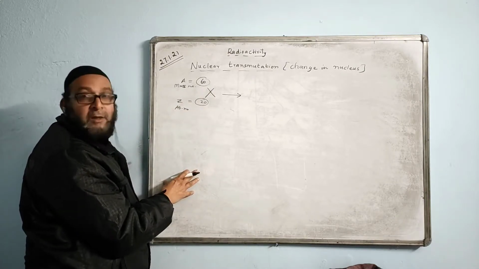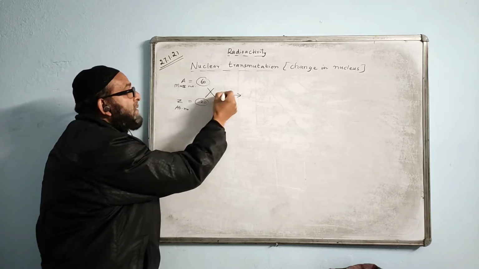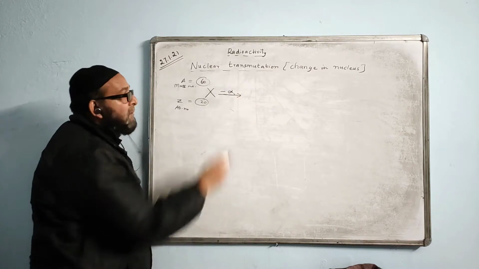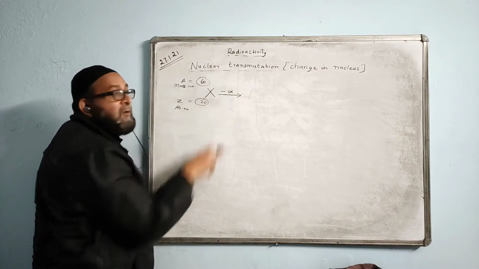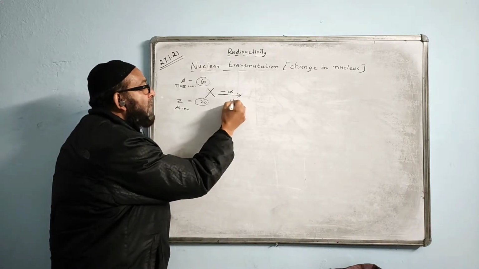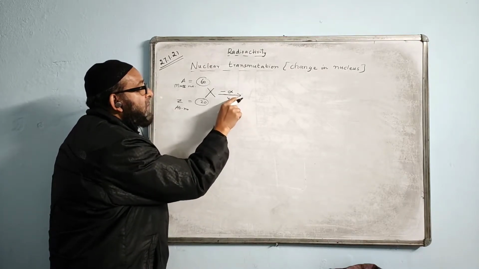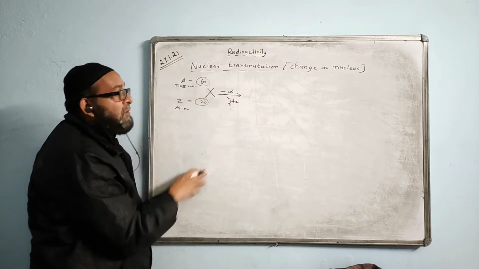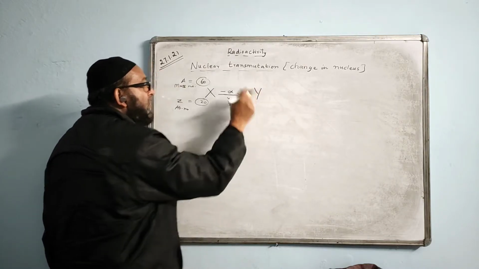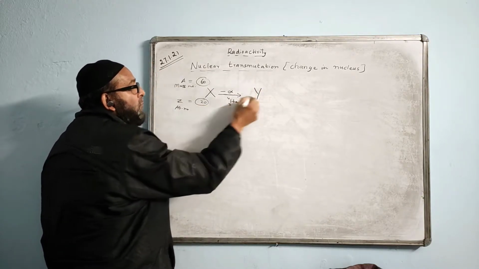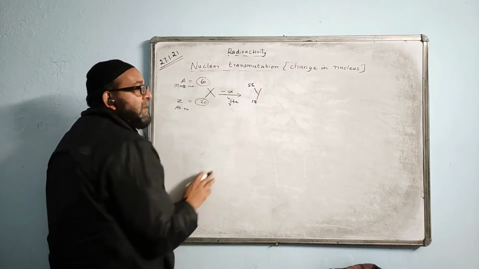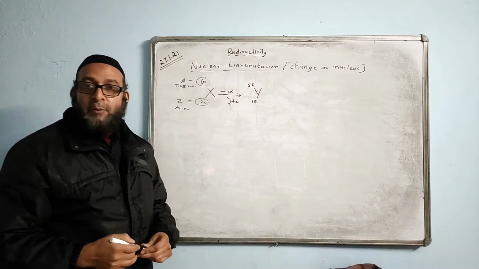What change takes place in the nucleus? If it emits an alpha particle, write here minus alpha. That means the nucleus is giving out an alpha particle. Alpha particle means helium, 2 and 4. So this mass must decrease from the nucleus of X. What is the new composition? The new nucleus composition will be 20 minus 2, that means 18, and 60 minus 4 will become 56.